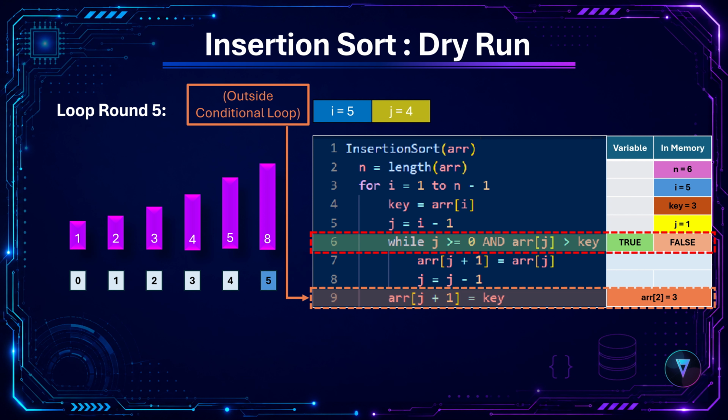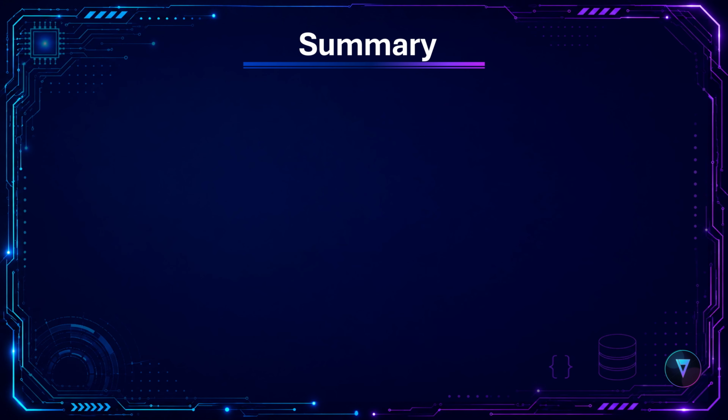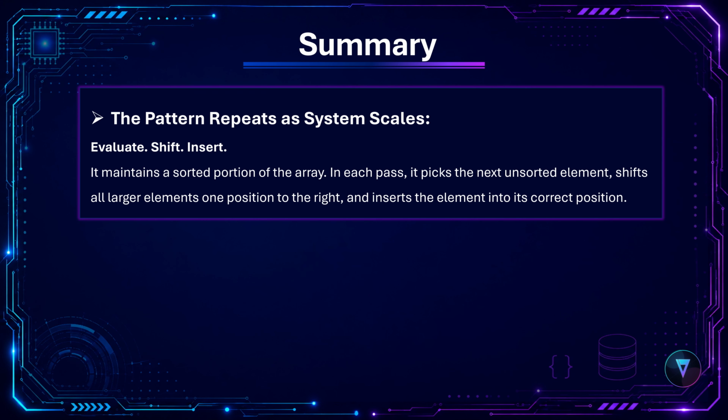So for the array 5, 1, 4, 2, 8, 3, insertion sort gradually builds the sorted section from left to right. Exactly, and by the end, the array is fully sorted: 1, 2, 3, 4, 5, 8. And that's a wrap on simple insertion sort. It's one of those algorithms that looks simple on the surface, but teaches some incredibly important concepts about sorting, shifting, and building solutions step by step.